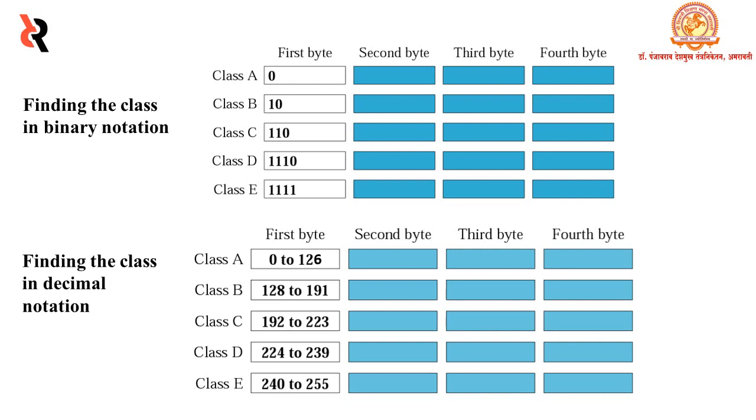In class C, since there are 3 bytes, the class and the 3 leftmost bits, 110, should be fixed. The next 21 bits can be changed to find the number of blocks in the class. This means there are only 2 raised to power 21 networks that can have a class C address.